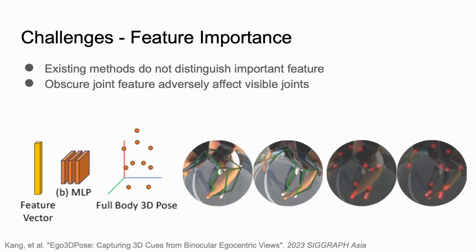Furthermore, they do not distinguish important features. The image shows deviation of estimated pose of left arm, despite the clear 2D pose captured by heatmaps from stereo views. Impacted by the obscure joint features, visible joint pose estimation can be inaccurate.